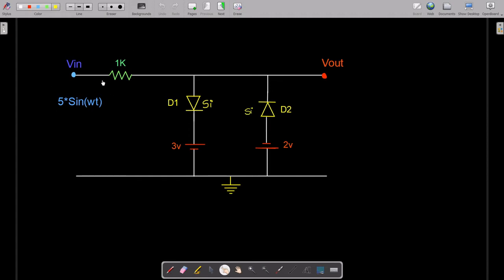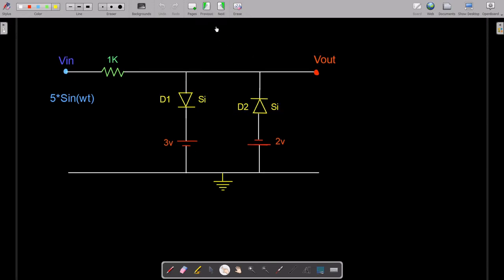As you can see, to the input side of the circuit we are giving 5 sin omega t. That means we are providing a sine pulse having an amplitude of 5 volts, and to that a resistor of 1k is connected in series. After that, this is diode D1, which is connected in series with 3 volts, and here D2 is connected in series with minus 2 volts, and D1 and D2 are exactly opposite to each other. So this is what we can see.